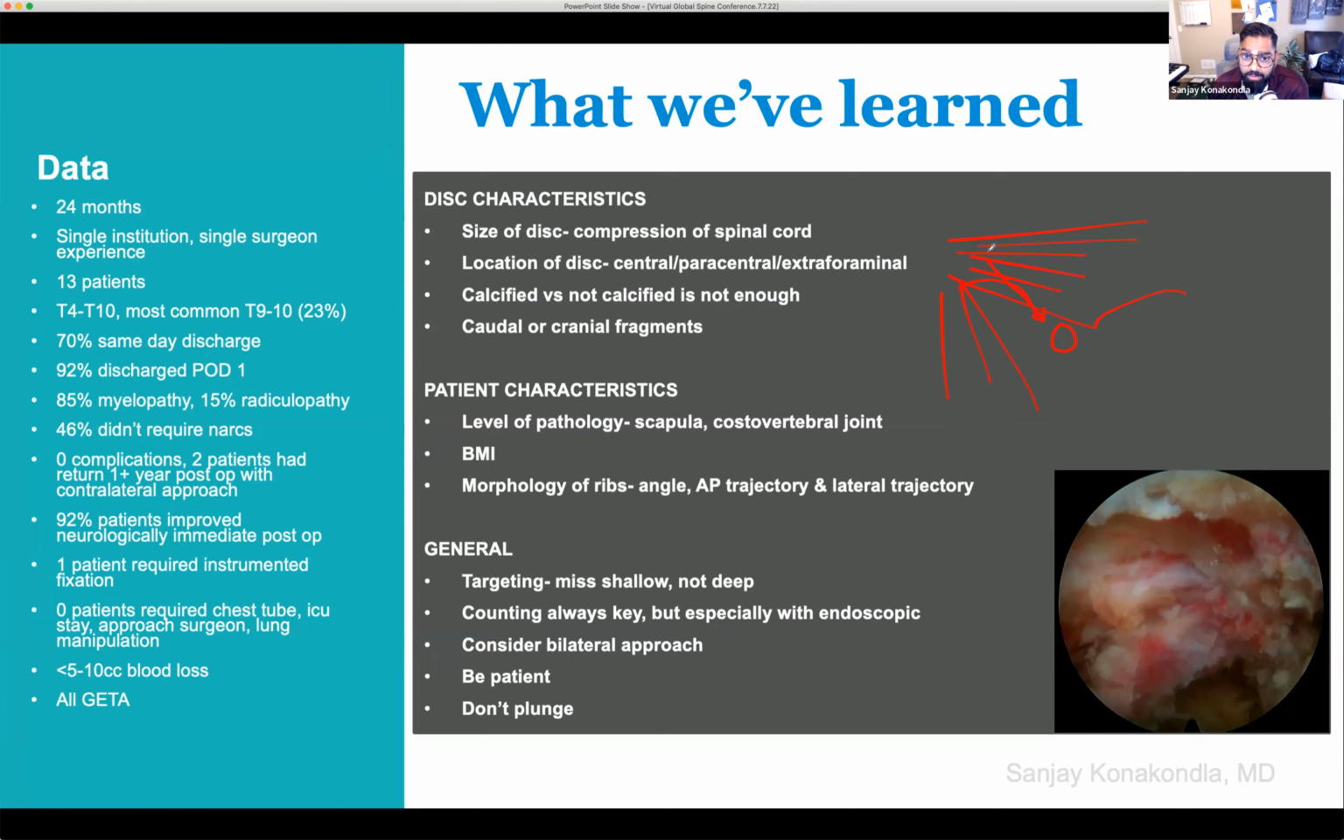Durotomies, I haven't had a durotomy yet, but I do have a case where we talk about a repair of a ventral CSF leak, which is a spontaneous CSF leak. We can do that just like we do any other scope repair, with packing.